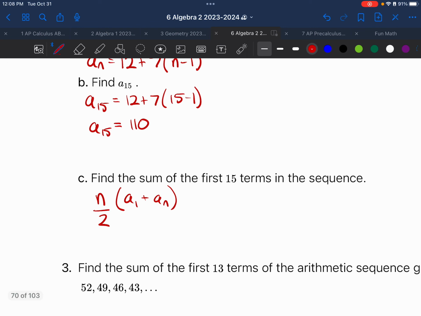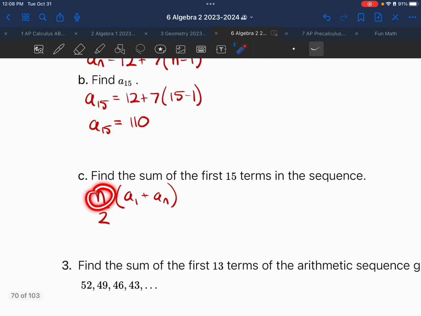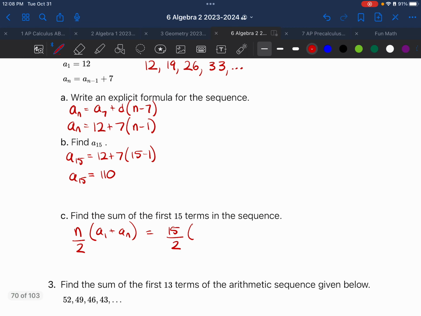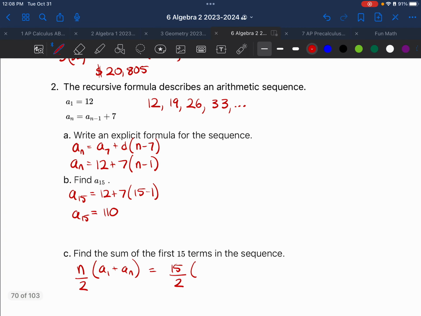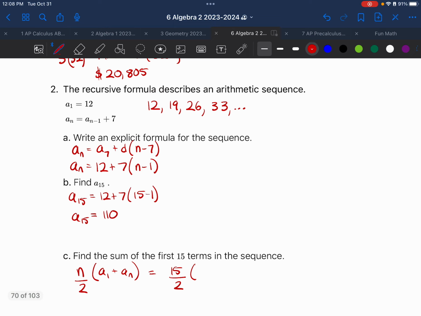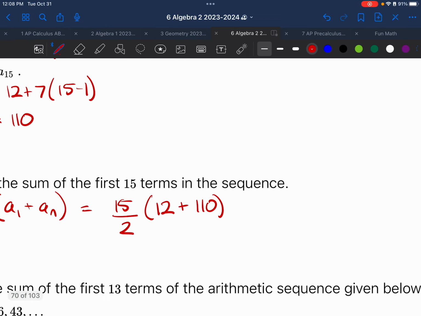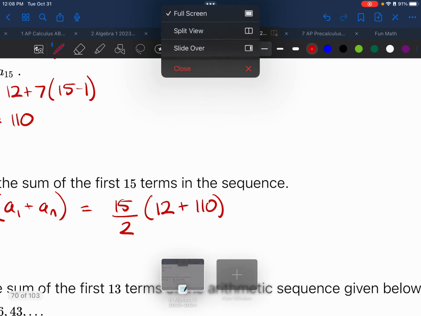So what do we have here? How many terms do we have? This is the number of terms. We have 15. So this is going to be equal to 15 over 2, multiplied by, okay, what is the first term in the sequence? We already have it up here. The first term is 12. So I'll say 12 plus the last term in the sequence. Well, the last term is going to be the 15th term. And hey, the 15th term, we just did it up here, is 110. So I'll say 110. And then we can just solve this by plugging into the calculator.